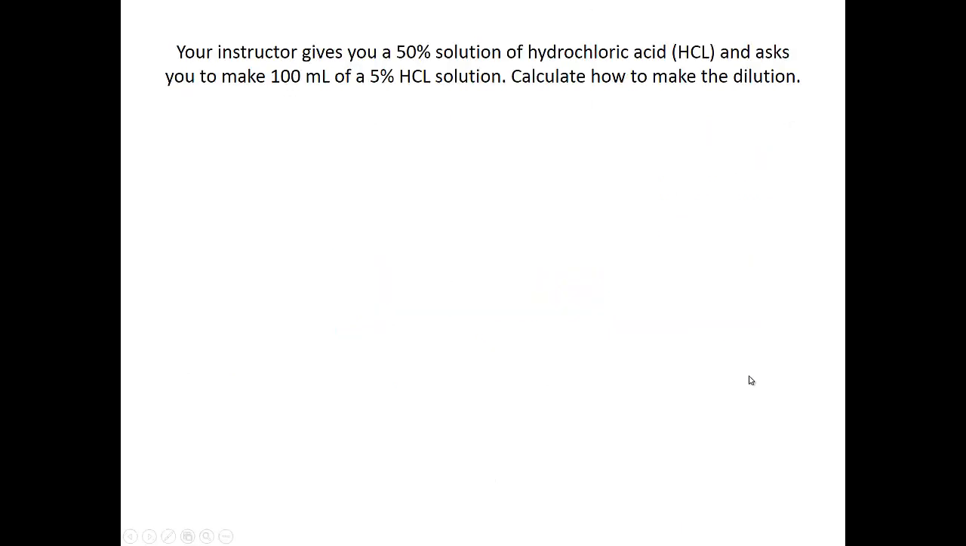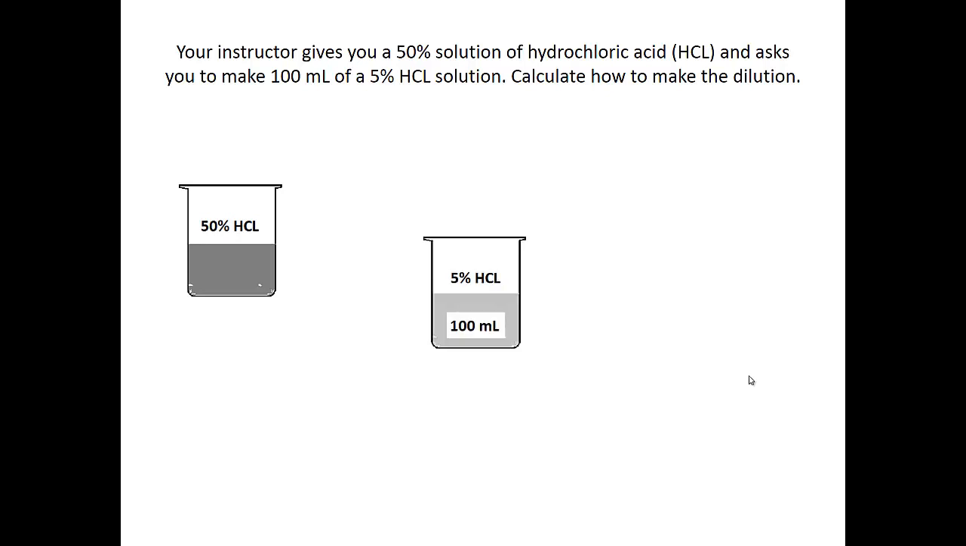We're going to do a very similar problem. In this case, your instructor gives you 50% hydrochloric acid, HCl, and asks you to make 100 mLs of a 5%. Calculate how to make the dilution. So we're going from 50% to 5%, and in this case, we're going to make 100 mLs. We're going to use the same equation. We're going to write out those variables again off to the side.